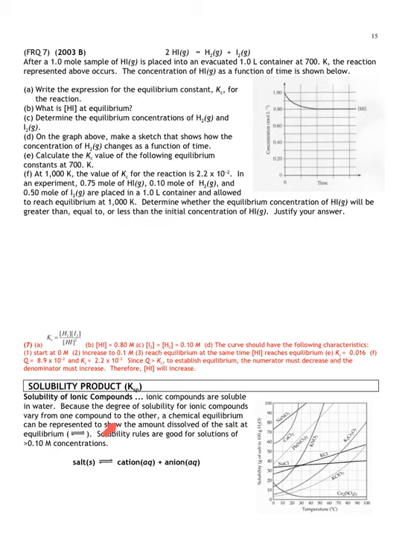So a chemical equilibrium can be represented to show the amount dissolved of the salt at equilibrium. Solubility rules are good for solutions of a certain concentration, usually anything greater than 0.1. But anything less than 0.1, we're looking at systems of equilibrium that require calculation.